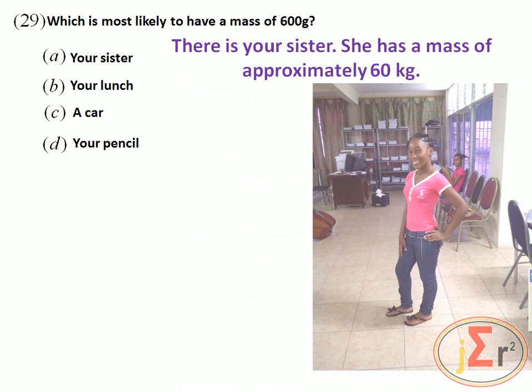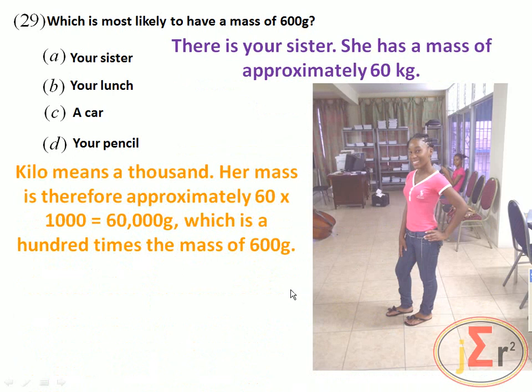There is your sister. Your sister has a mass of approximately 60 kilogram. So your sister is about 60 kilogram in mass. Kilo means 1,000. Her mass is therefore approximately 60 times 1,000, which will be what? 60,000 grams, which is 100 times the mass of 600 grams.